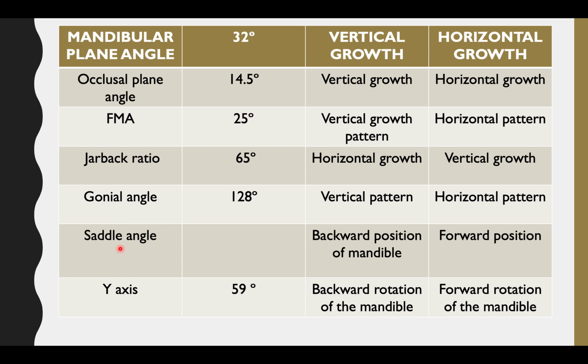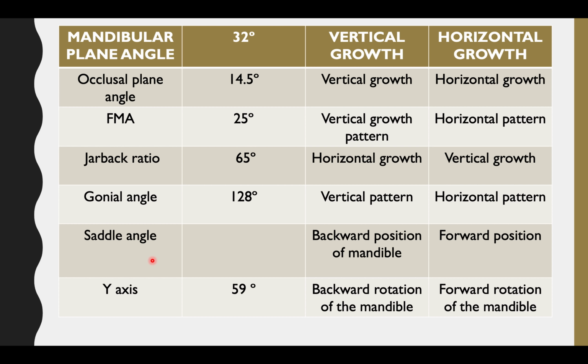Moving on to the saddle angle. Saddle angle is between your nasion, sella and articular. This angle shows the position of your mandible with respect to the cranial base. Whether it is forwardly positioned or backwardly positioned is explained by the saddle angle. It is an important angle in the case of functional examination.